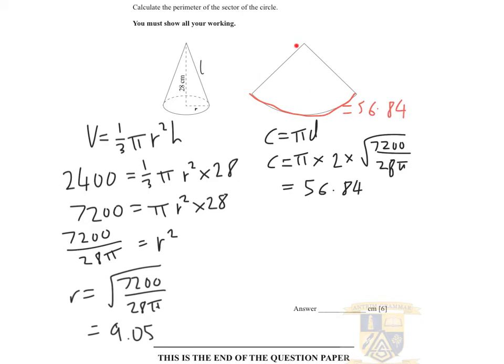Well, what's the radius of this sector? That matches up with the L, and we can use trigonometry, but that'll be the long way around. You want to just use Pythagoras' theorem. We now know that this bottom is the square root of 7,200 over 28 pi, and it's 28 here. And we want to work out L.